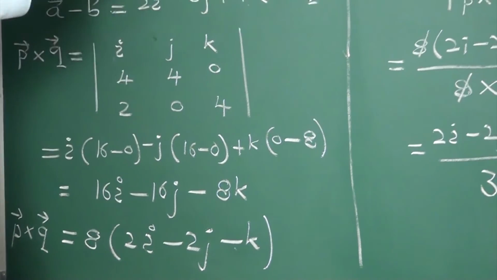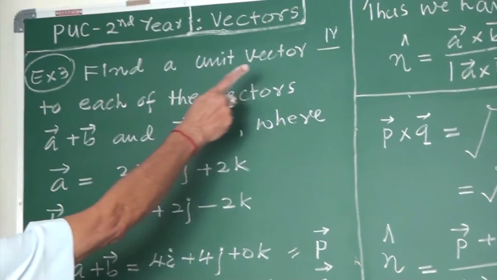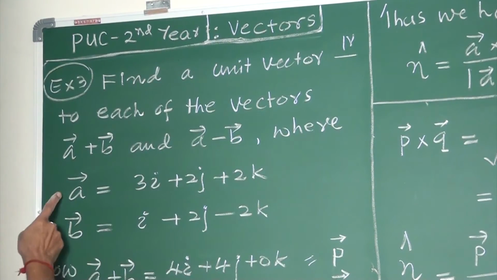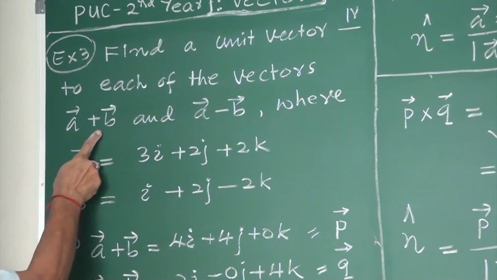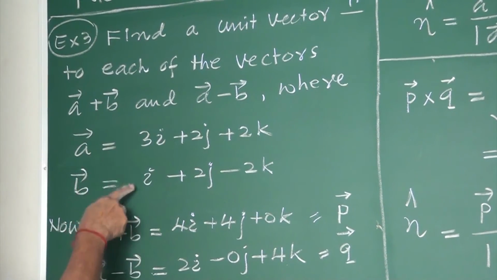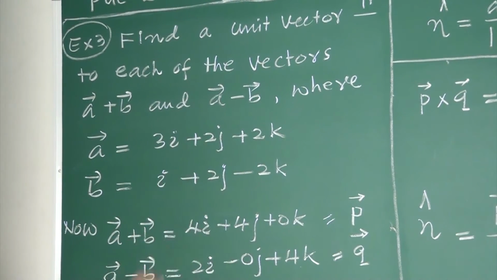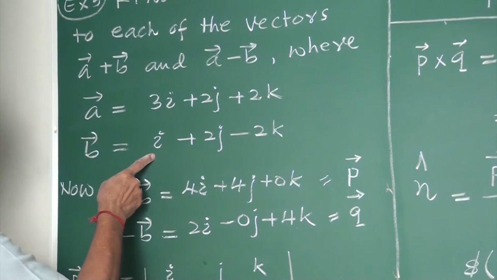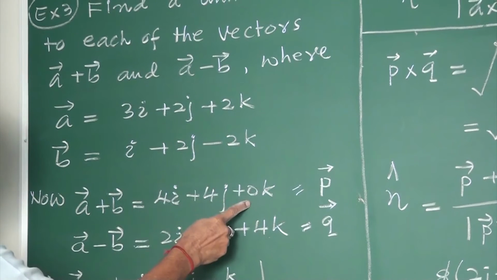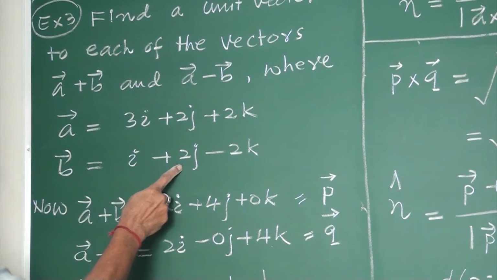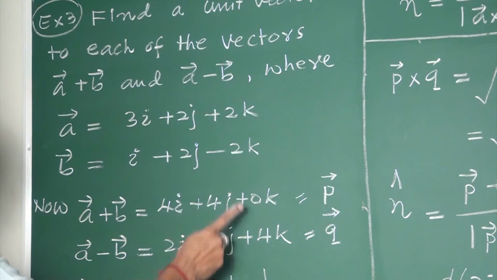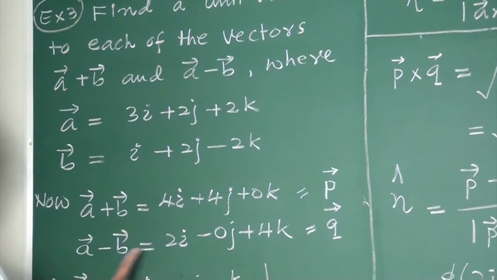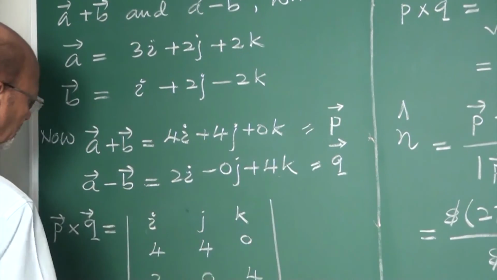You want to find a unit vector perpendicular to each of the vectors a plus b and a minus b. A and b are given. With this, you have to find the sum and difference. Sum means add the corresponding vector components, and difference means you take the subtraction. A plus b is 3 plus 1, 2 plus 2, 2 minus 2. A minus b is 3 minus 1, 2 minus 2, 2 minus of minus 2. Instead of writing a plus b, denote this as a single vector p. Instead of a minus b, it is a single vector q.